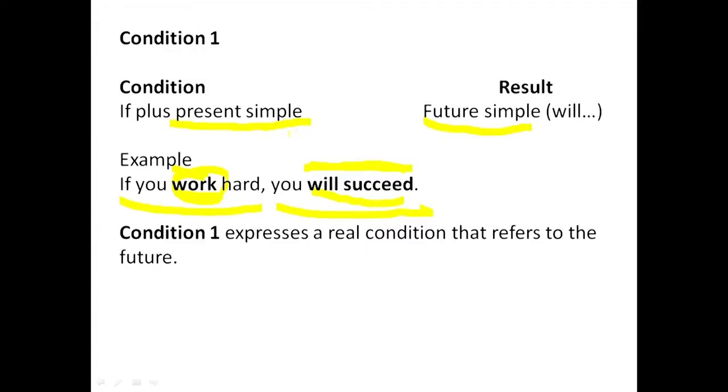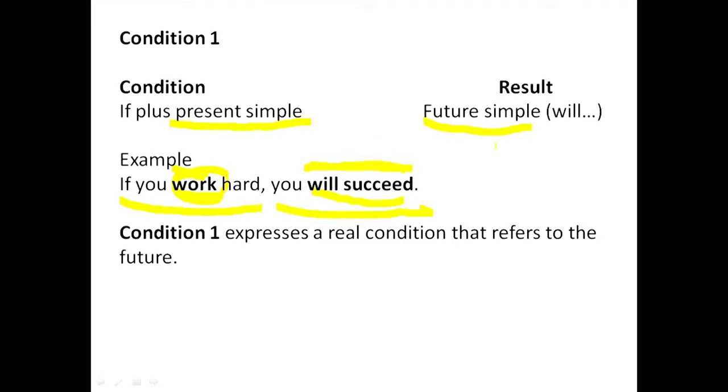Okay? So again, condition 1: under the if aspect, what do we require? Present simple or present tense. And under the consequence clause or result clause, we require, of course, the future simple. They will do, or will go, will imagine, will believe. These are in fact the elements you have to have in mind when talking about condition 1.